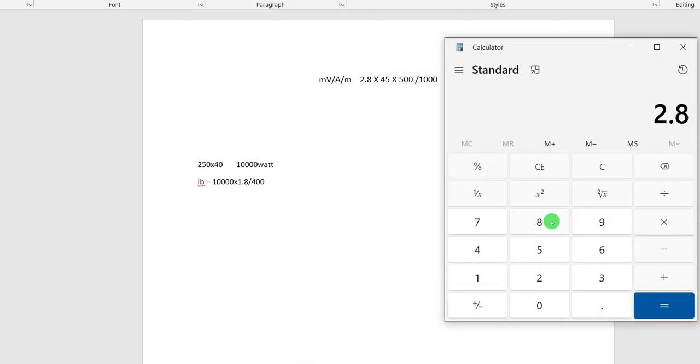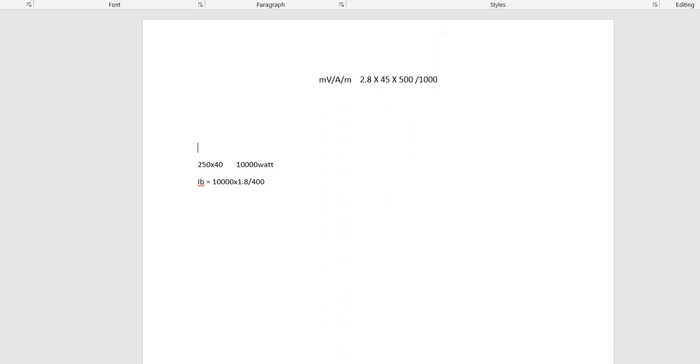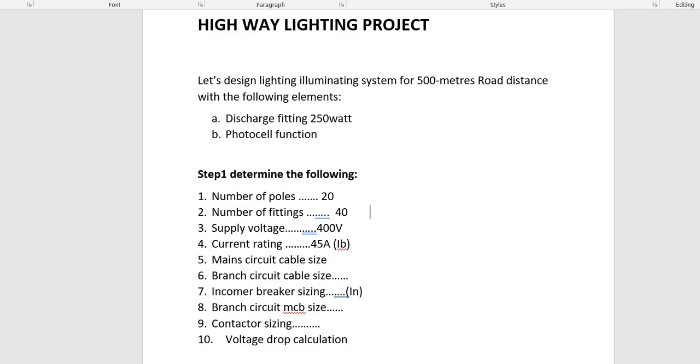We have 2.8 going to multiply by 45, further multiply by 500. What I have is this. Now divide it by 1000. What I have is 63 volts. Come back to your table, the design table. The voltage drop, we have 63 volts.